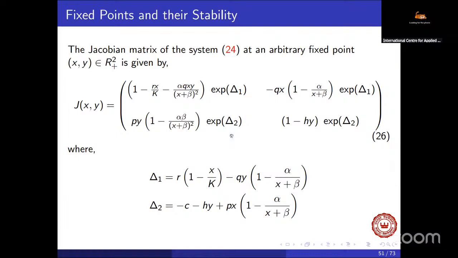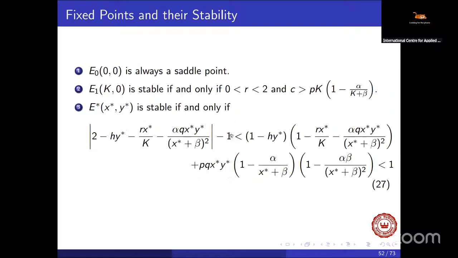and E1 (K, 0) is stable if and only if the following condition holds. Last lecture, how can we find the stability criteria? You know, the lambda 1 and lambda 2 eigenvalues, if they are less than 1 in modulus, then the system is stable, otherwise not. From this consideration, we get E1 (K, 0) is stable if R lies between 0 and 1 and C is greater than the parametric value.